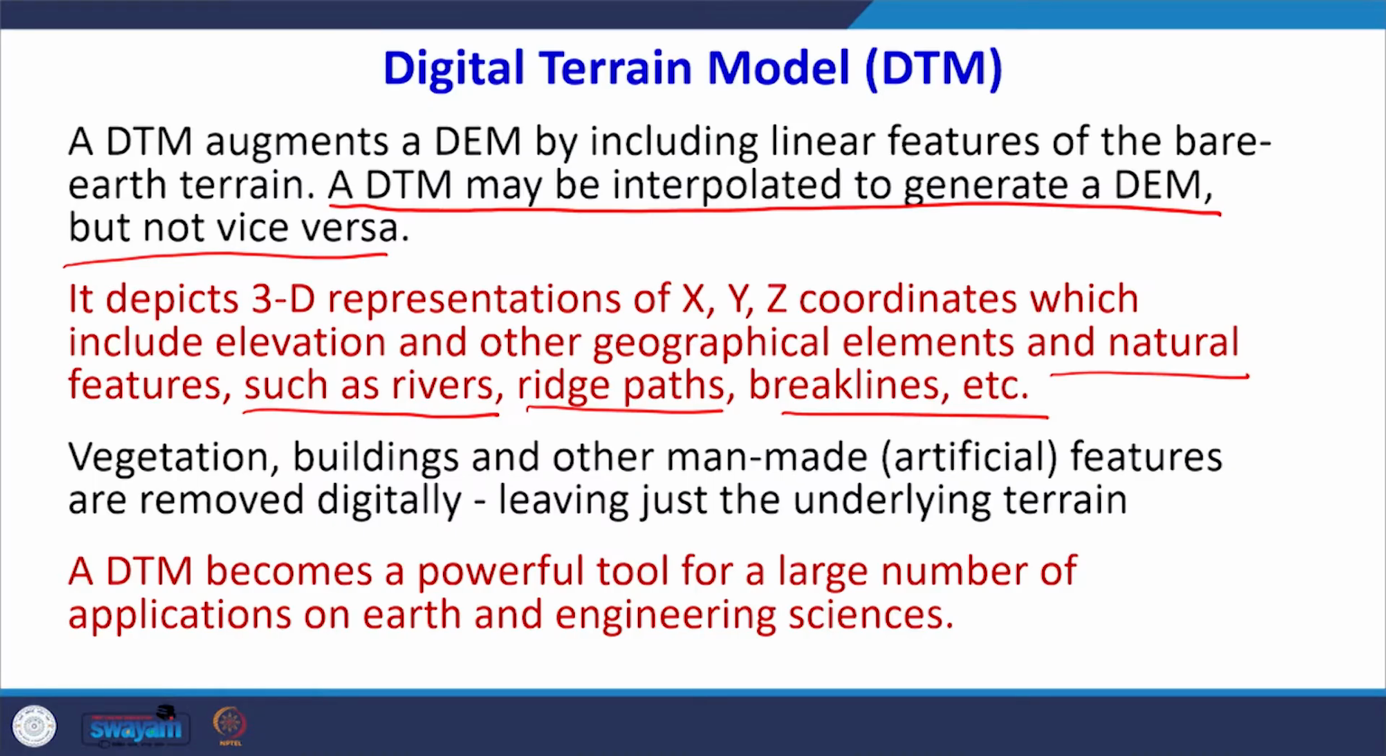DEM. Now, the important point to remember is that a DTM may be interpolated to generate a DEM, but not vice versa. So, you can create a DTM from a DEM, but it is not the other way around. Building, vegetation cover and other man-made features are removed from this. So, you are not actually showing all those features on the terrain model, and this terrain model is very useful in a large number of earth surface planning projects or engineering projects. They are very useful.